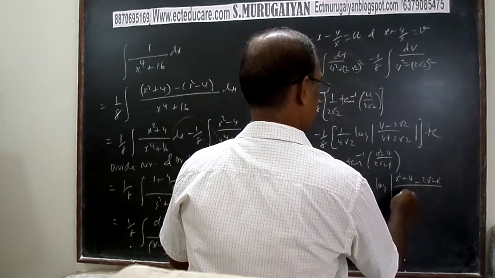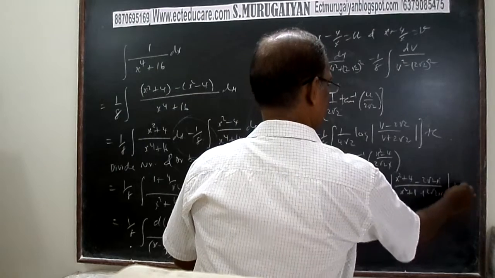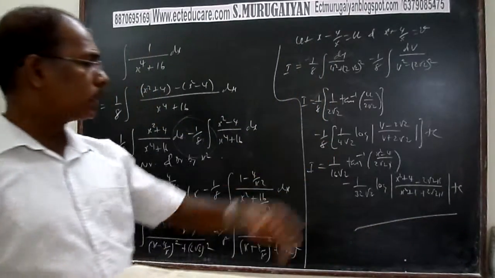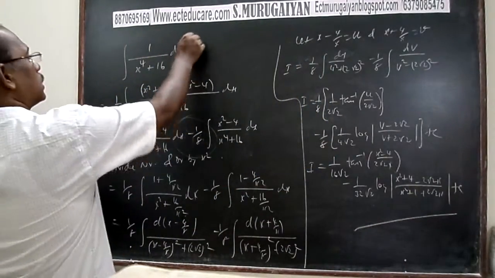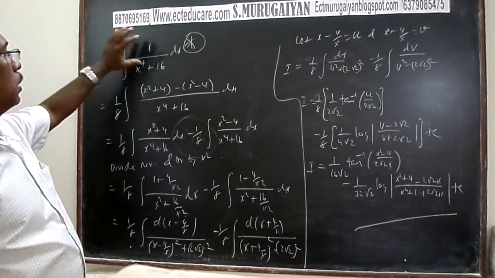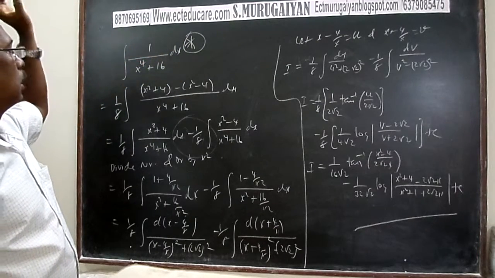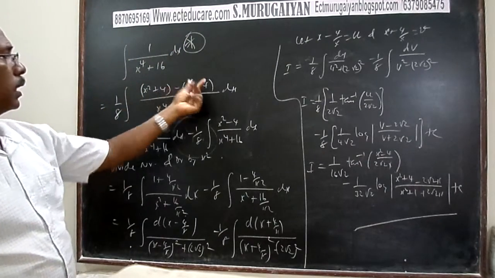So divided by x square plus 4 plus 2 root of 2x with the integral constant. So this is the final answer. This type of question is very important. Whenever the standard form of biquadratic type of integral has some problem, adjust like that.